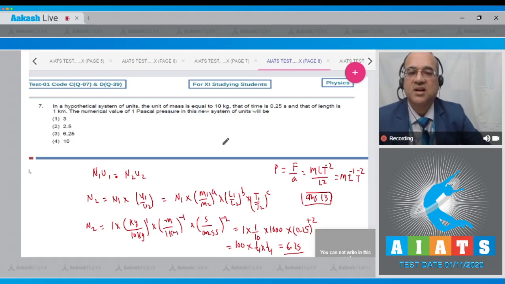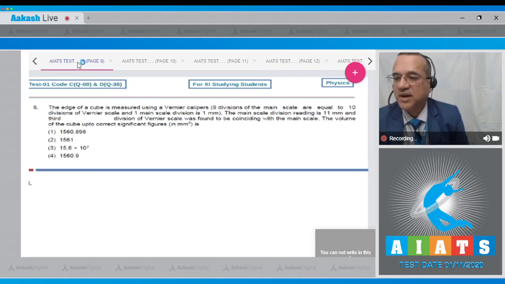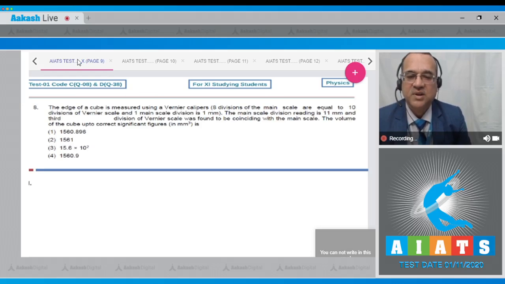Let's move to the next problem. Question number 8 says that the edge of a cube is measured using a vernier caliper with 8 divisions of the main scale equal to 10 divisions of the vernier scale, and 1 main scale division is 1 millimeter. The main scale reading is 11 millimeter, and the third division of the vernier scale was found to coincide with the main scale. The volume of the cube up to 3 significant figures in millimeter cube is, these are the 4 options.